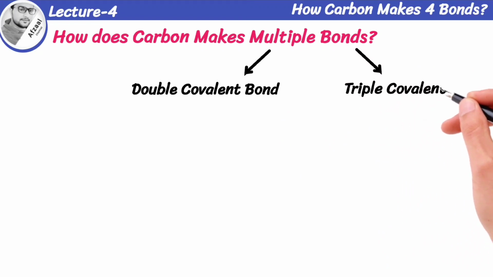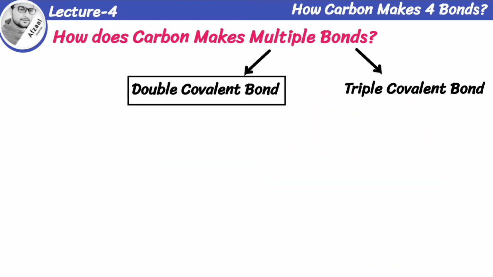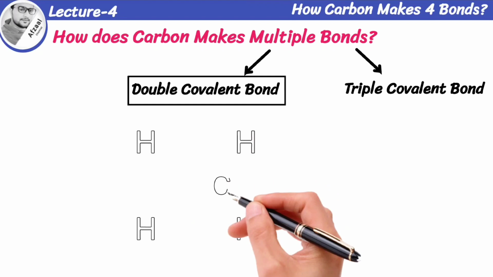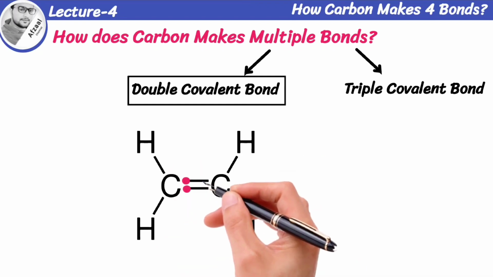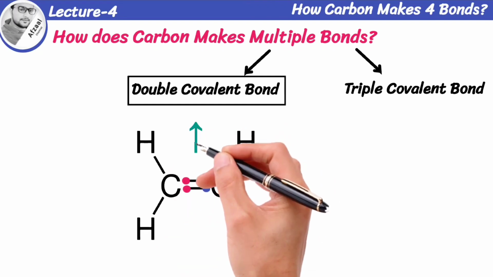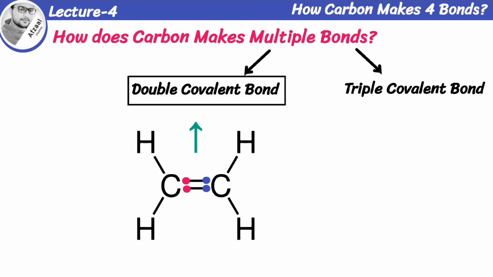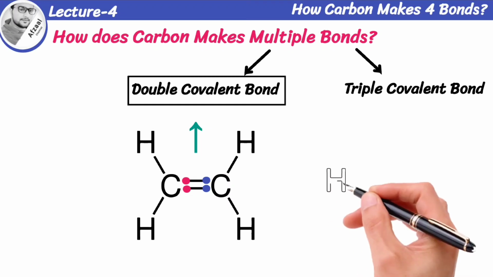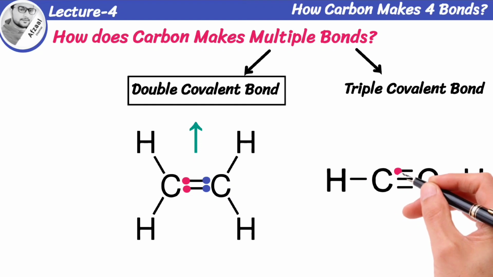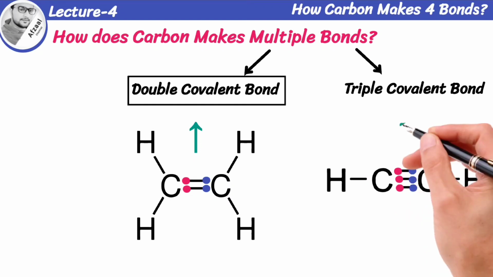Firstly, I will tell you how a double covalent bond is formed. When a carbon atom shares its 2 electrons with another carbon atom, then the bond is known as a double covalent bond. On the other hand, when each carbon atom shares its 3 electrons, then the bond formed is known as a triple covalent bond.